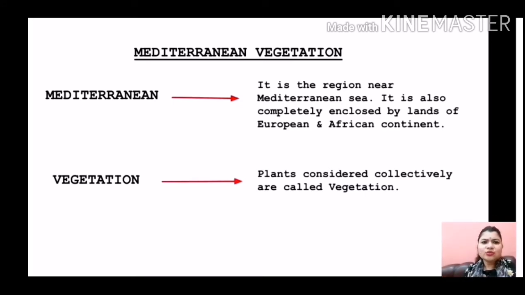Vegetation means only plants considered collectively. And what kind of fruits do they cultivate? Grapes, oranges. They also cultivate olives in these kinds of areas.